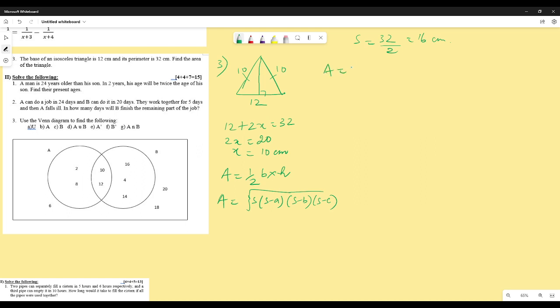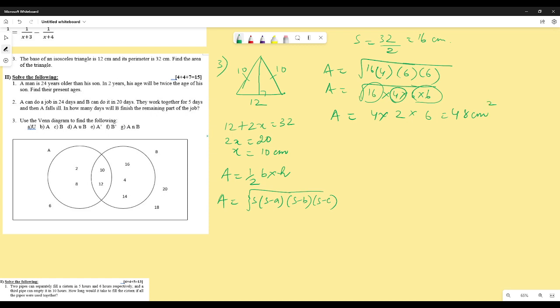So this will give you the area as the square root of 16 into 16 minus 12, which is what? 4, into 16 minus 10, which is what? 6, into 6. So the area will be equal to the square root of 16 into 4 into 6 into 6. Now all of these are perfect squares. The 6 into 6 comes to 6, and the 16 into 4 is a perfect square of 8, right? So the area you can calculate this way. This will come up to 48 square centimeters.